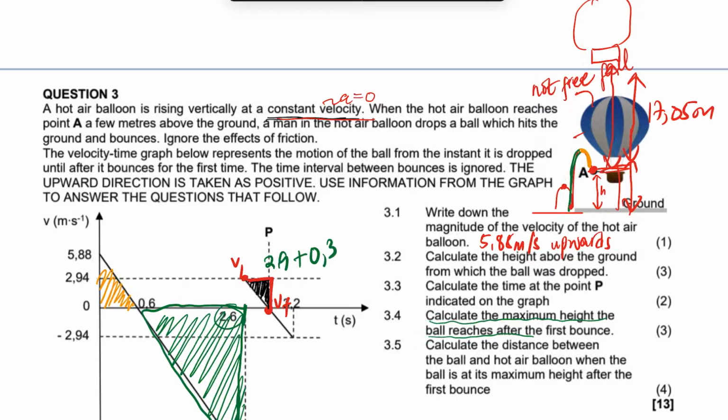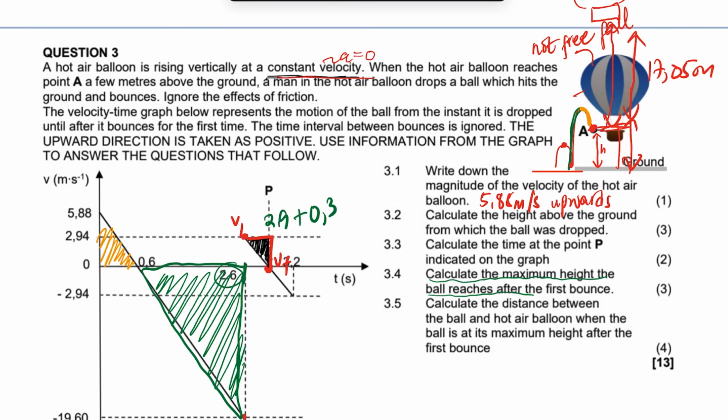I'm not sure if you get me. So the hot air balloon from the ground is 34.89 from there to there. But if we subtract that, it will tell us, because the ball will be there, we just want the distance, we want this. So if we subtract this from the entire height, we'll have that.